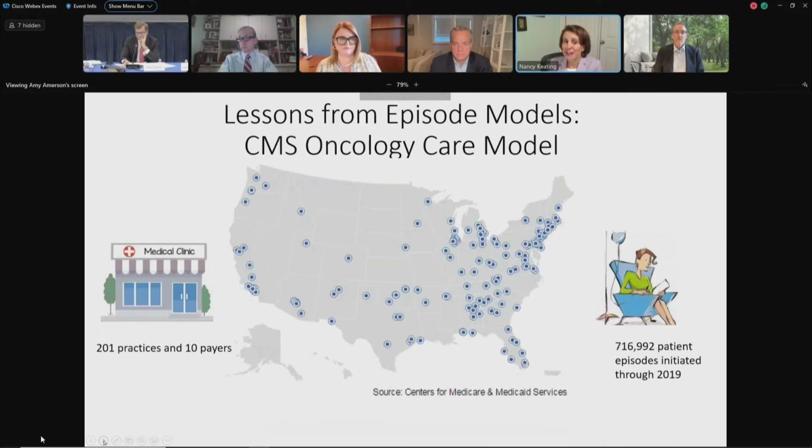I next want to share some findings from our team's evaluation of the Oncology Care Model, or OCM. OCM is an episode model for patients with cancer undergoing chemotherapy, defined by CMS as traditional chemotherapy as well as targeted therapy, immunotherapy, or hormonal therapy. There were 201 practices participating at the start of the model. It was a voluntary model, and through 2019, these practices had treated over 700,000 chemotherapy episodes. Next slide.